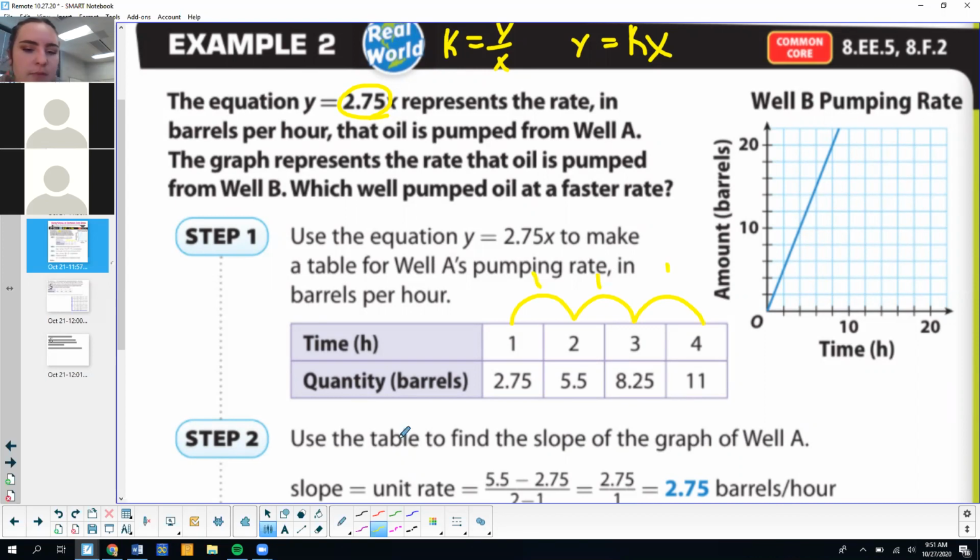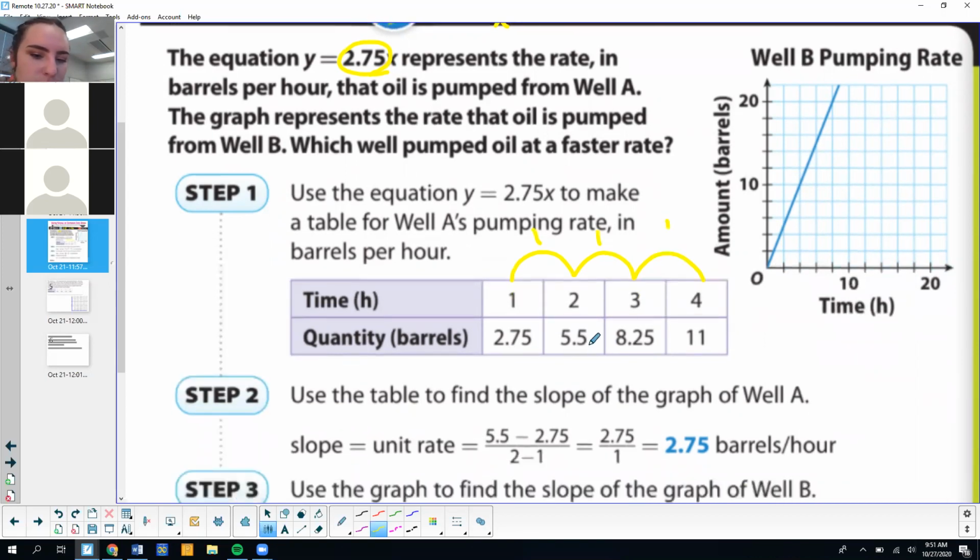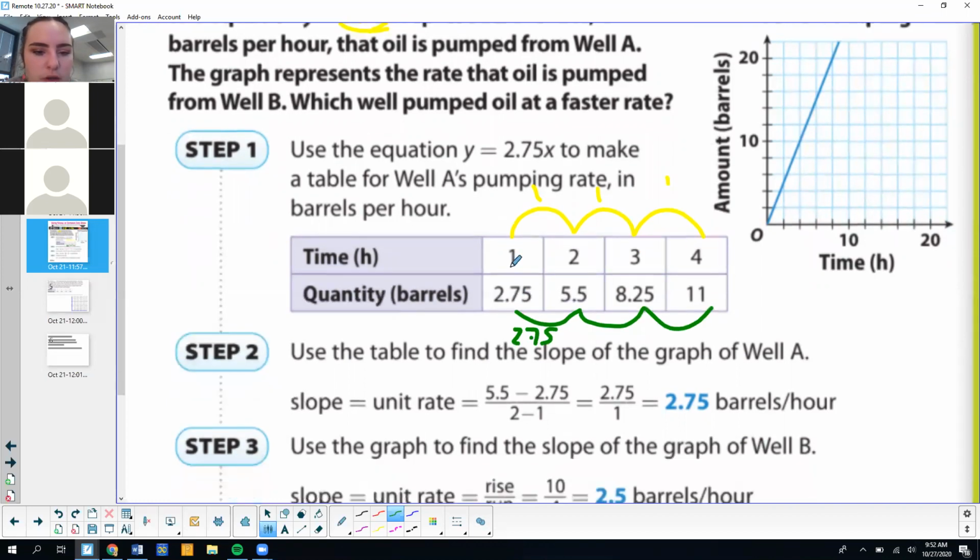And then at the bottom, we can find the difference between 5.5 and 2.75. 5.5 minus 2.75 equals 2.75, which makes sense. I just wanted to make sure that checked out. So for this one, we're moving at a rate of 2.75 every single time. For every 1 hour, 2.75 barrels are pumped.